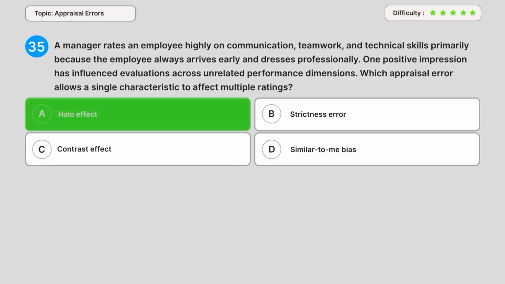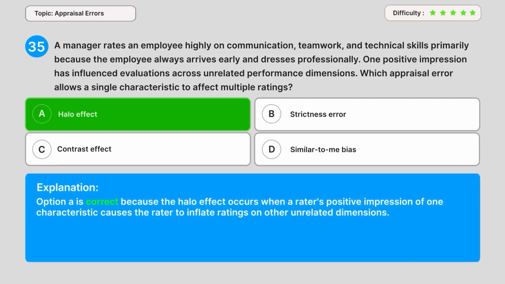Correct answer, A. Halo effect. Explanation. Option A is correct because the halo effect occurs when a rater's positive impression of one characteristic causes the rater to inflate ratings on other unrelated dimensions.